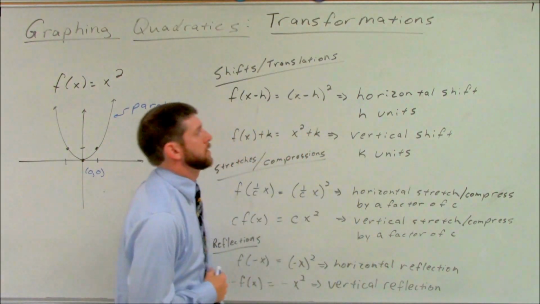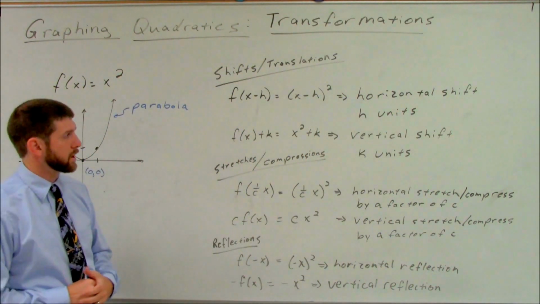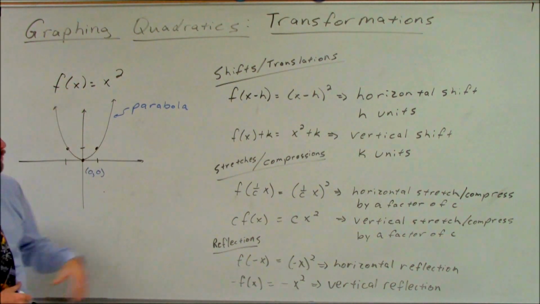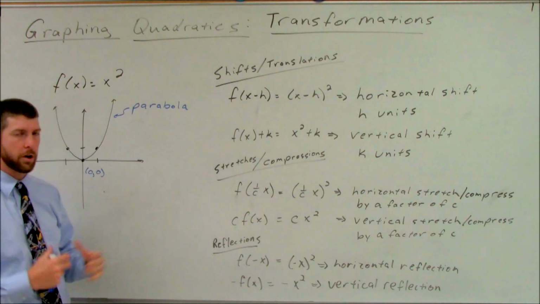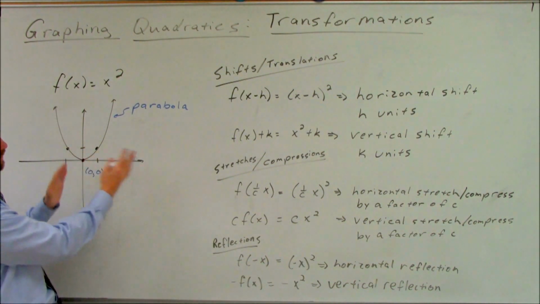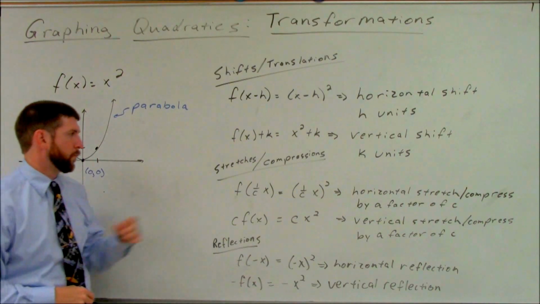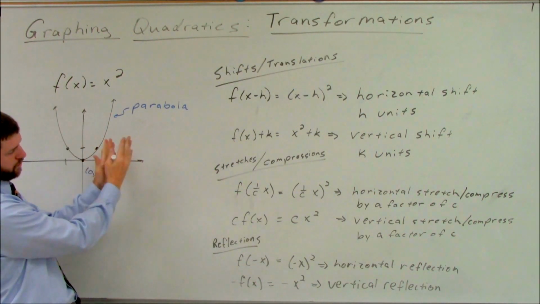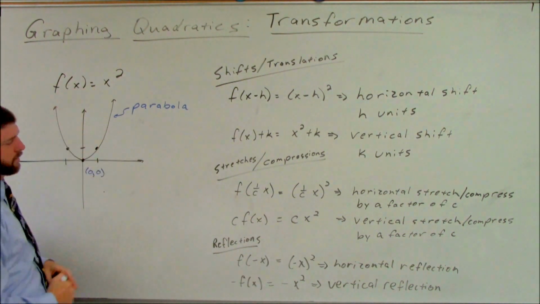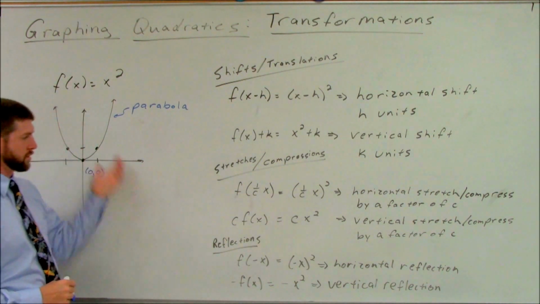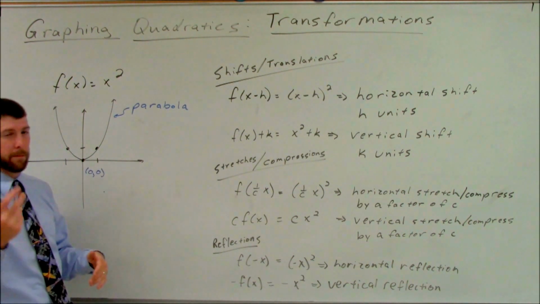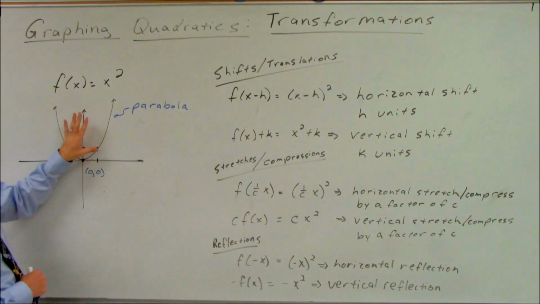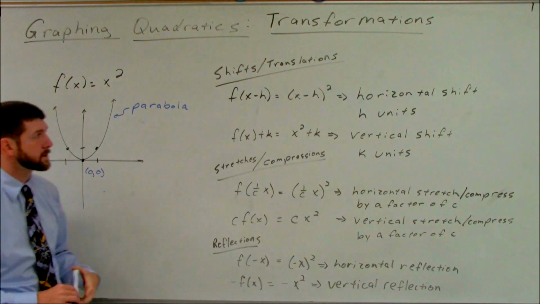Now, as you can see here, there are a number of transformations we can perform on this specific equation to change the shape. We can do shifts or translations. They can be called both things. And that's just where we move the graph left and right or up and down. We can do stretches or compressions, just like it sounds. We can stretch it or compress it both horizontally and vertically. And then we can do reflections, which is where we flip it over. Keep in mind, vertical reflection means we flip it across the x-axis. Horizontal reflection, we flip it across the y-axis.